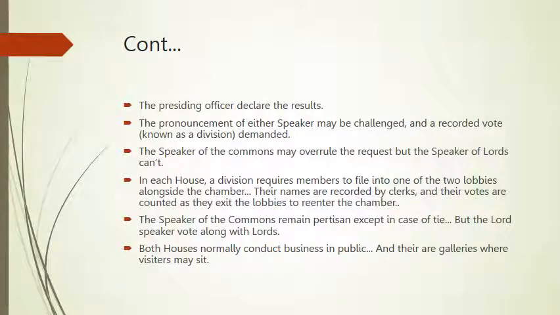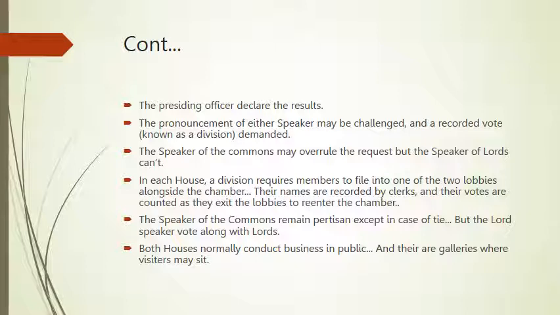After the votes are given, the presiding officer declares the results. The pronouncement of either speaker may be challenged and a recorded vote known as a division demanded. The Speaker of Commons may overrule the request, but the Speaker of Lords can't. It means the Speaker of Lords can't overrule the request for the division votes. If a Lord makes a request for division votes, then the Speaker of Lords is bound to follow that. But as far as House of Commons is concerned, the Speaker of the House of Commons may overrule the request for division votes.